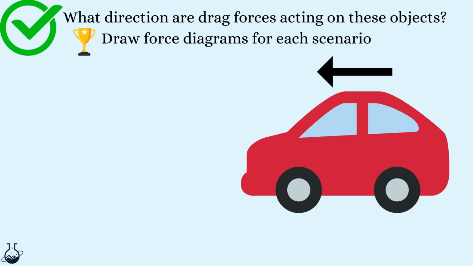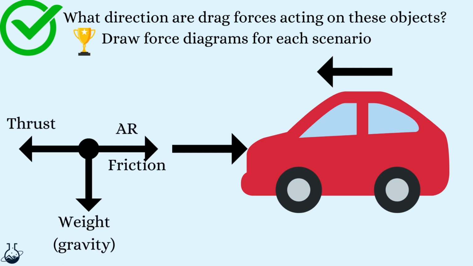So this car is pointing and moving in this direction. Therefore, drag, in this case air resistance, is acting in this direction. There will also be friction between the tyres and the road too. And the force diagram will look like this. Remember, we can replace actual pictures with spots and/or boxes.